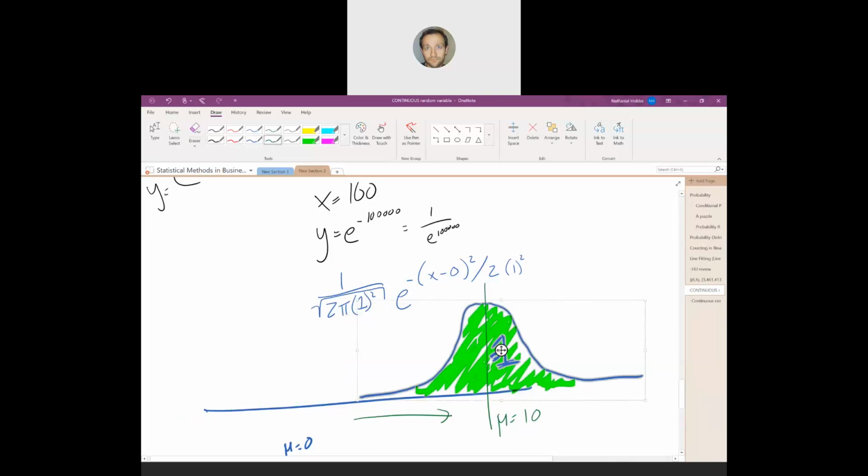Is it not symmetrical anymore? Now, this is minus 10. It's symmetrical, right? Yeah, it's still symmetrical. That's right. Oh, still okay. Yeah. So shifting it is literally that.